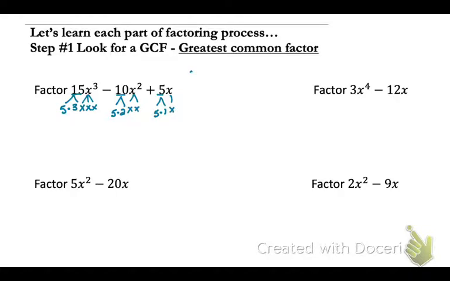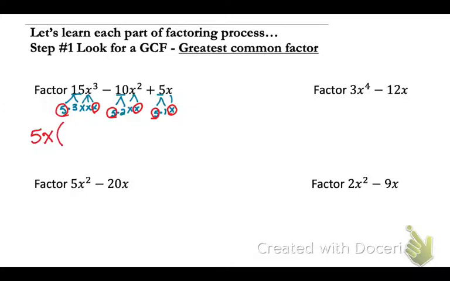Now I'm going to look at this and ask, what do these 3 terms have in common? Well, they all have a 5, and I'm going to circle that. And they all have one x in common. So all 3 of these terms have a 5 and an x. That is my greatest common factor, and that is going to go out front. Everything else that I did not circle goes back into the polynomial.